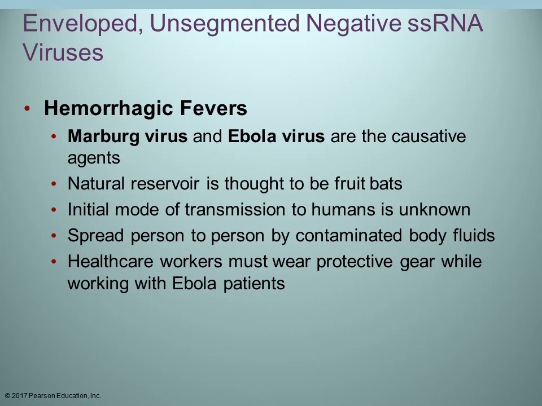Some of the hemorrhagic fevers, these are still negative single-stranded RNA viruses. Things such as the Marburg virus and Ebola virus are causative agents of these hemorrhagic fevers. Natural reservoir, they believe, are fruit bats. So yeah, the bats are getting a bad name here.